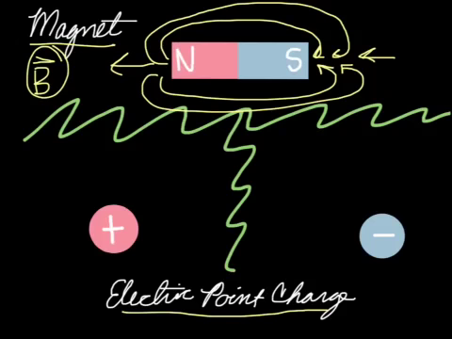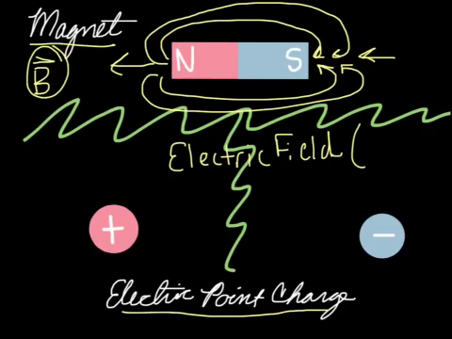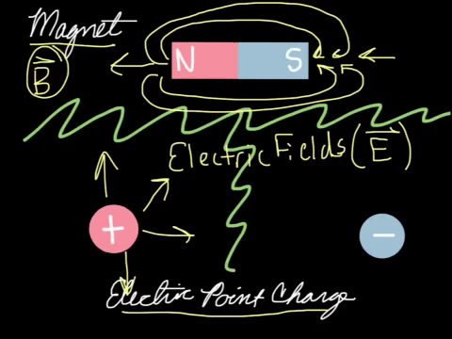Electric point charges also have fields. However, these are called electric fields, and we abbreviate them with a capital E with an arrow, so it is a vector. It's similar to our magnets, where the magnetic field comes out of the North Pole and into the South Pole. For electric charges, the electric field will come out of the positive charge, and for negative charges, the electric field goes inwards.